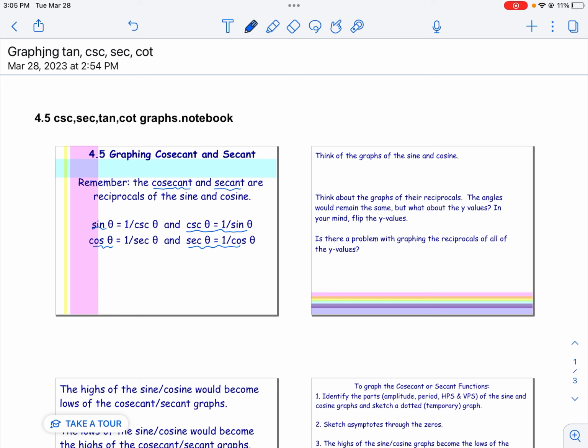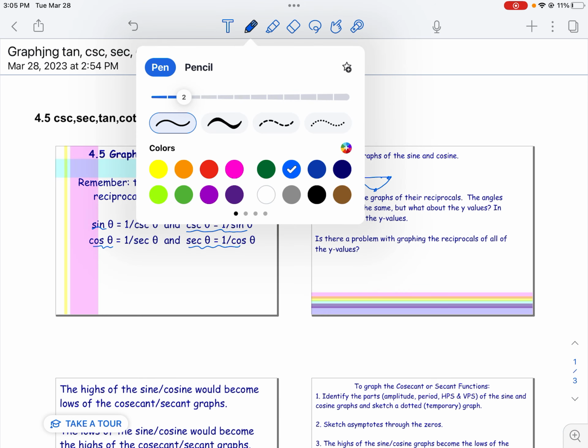So if we think of the graph of the sine function, it looks like this. And if we think of the reciprocals of these, well, we're going to have to think about these 5 points and flip those over to think about when we start thinking about the cosecant theta. I'm going to make that in a different color. Let's make that in orange.